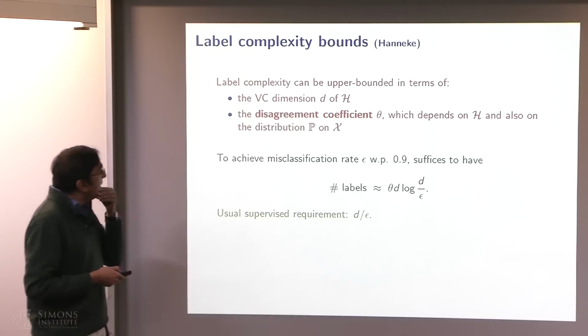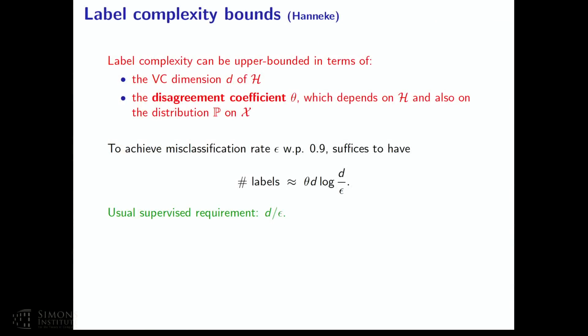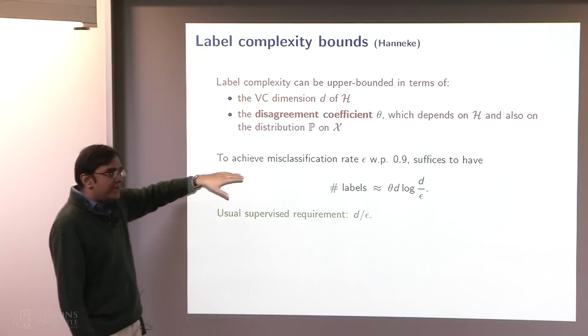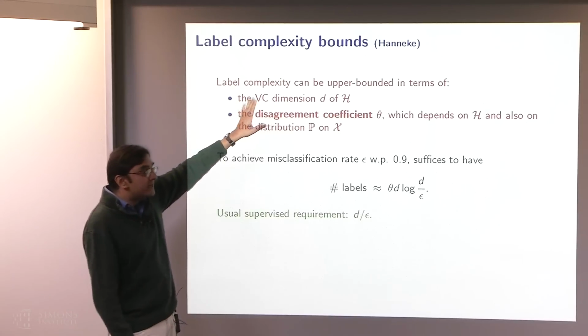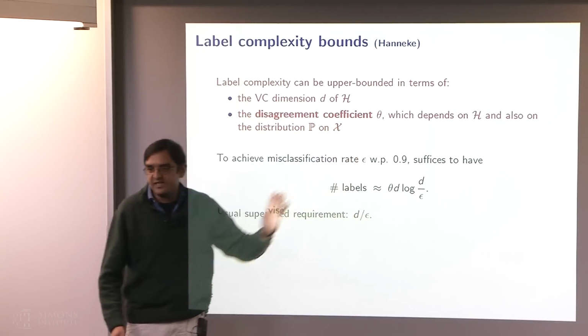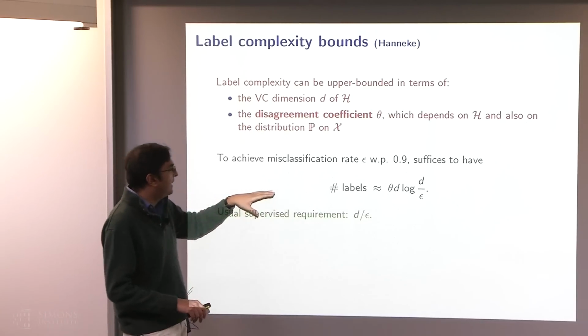Now the surprising thing about this scheme is, you'd think it wouldn't do very much because it's not seeking out informative points. It's just seeking out any point that gives you non-zero information. And yet you can show that it still achieves this kind of log 1 over epsilon dependence on the error rate. This was shown by Steve Hanneke. He characterized the label complexity of this scheme in terms of the VC dimension as usual, but also in terms of this other parameter which he called the disagreement coefficient, which we'll get to in a few minutes.